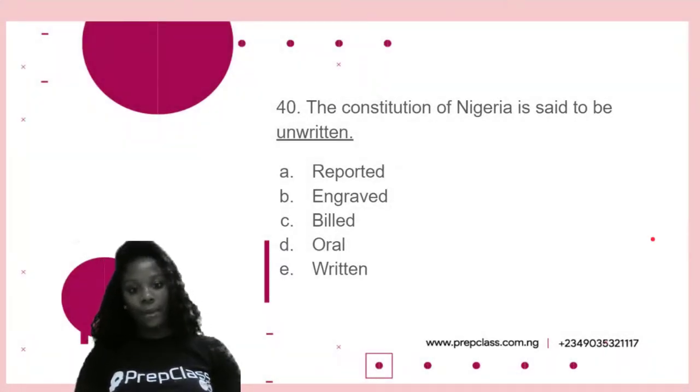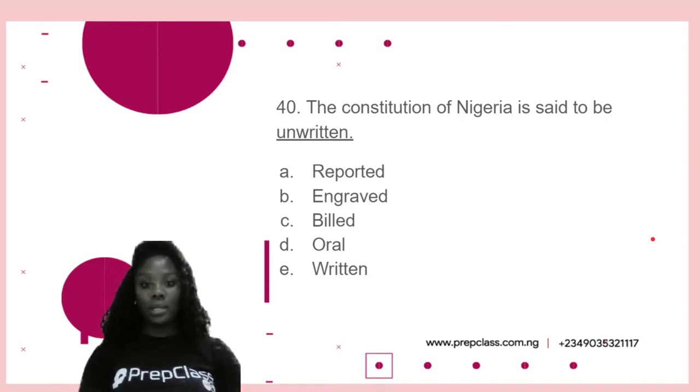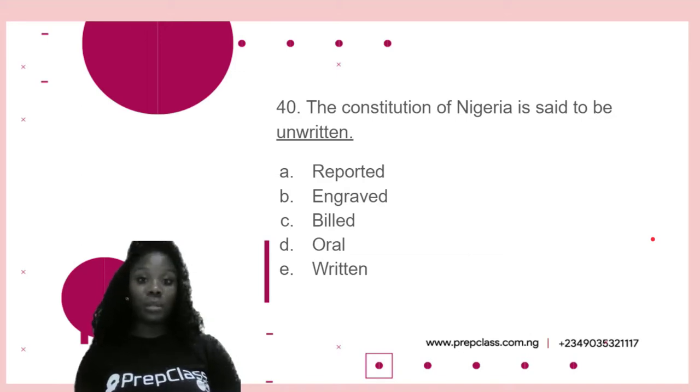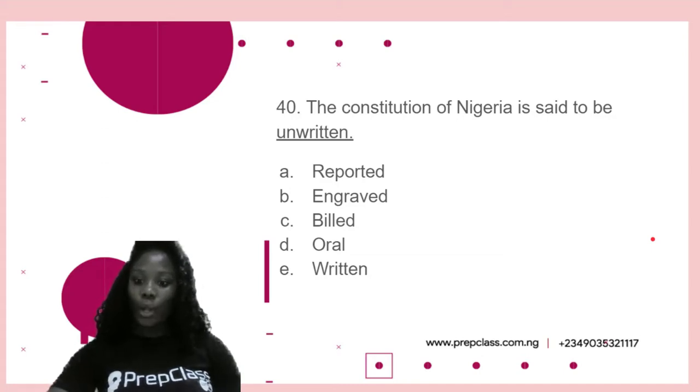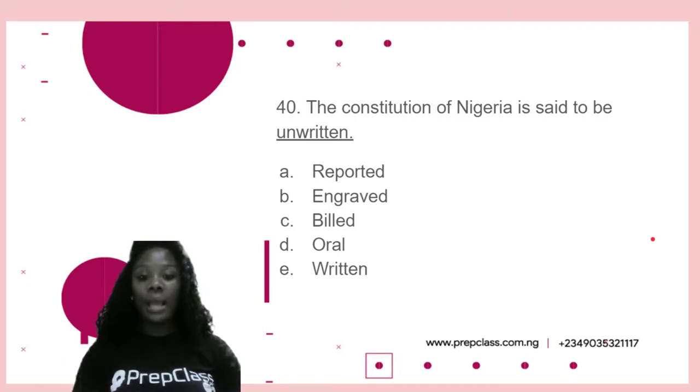The 40th question: the Constitution of Nigeria is said to be unwritten. Okay, so what does it mean to be unwritten? When something isn't written down, when it's not stated in writing. Our options are A, reported, B, engraved, C, veiled, D, oral, and E, written.